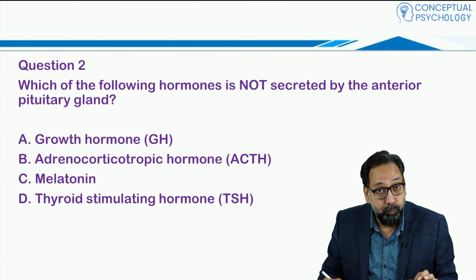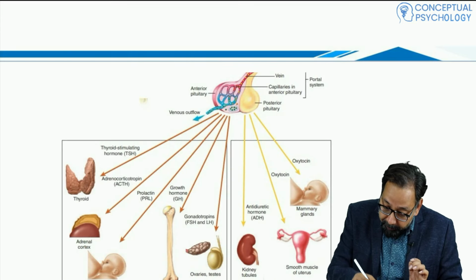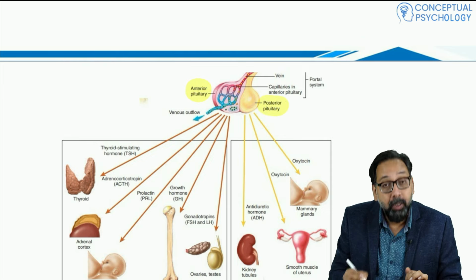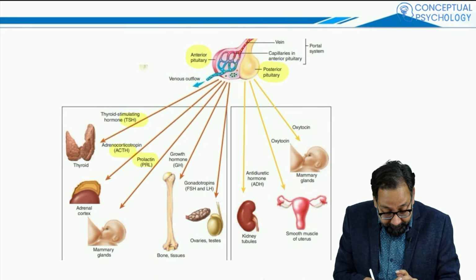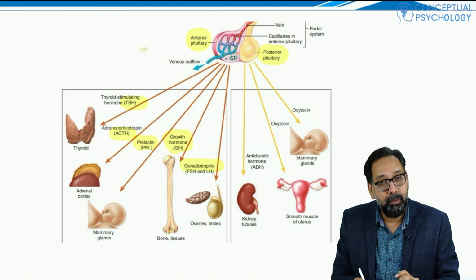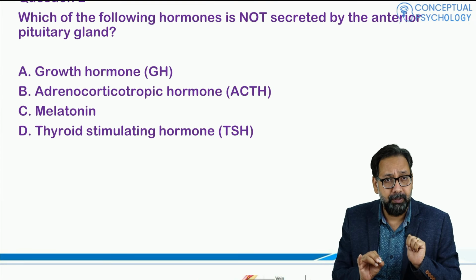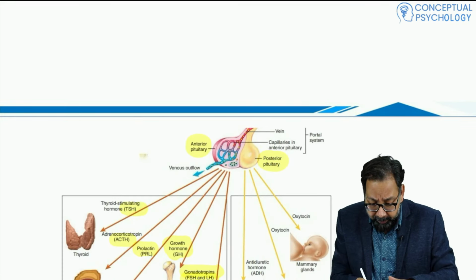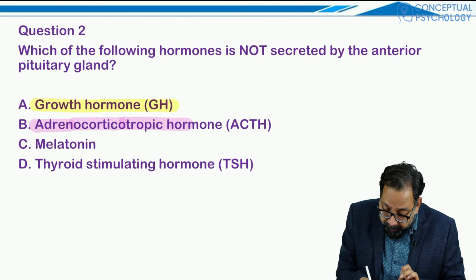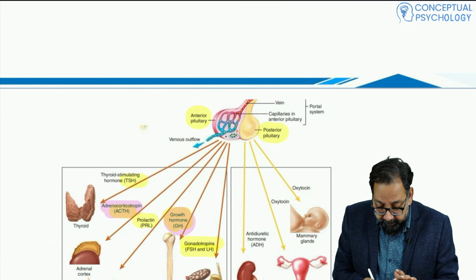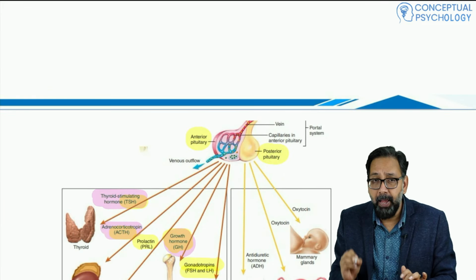Now, question number 2. Which of the following hormones is not secreted by the anterior pituitary gland? Pituitary gland has the anterior pituitary and the posterior pituitary. Hormones secreted by the anterior pituitary are TSH, ACTH, prolactin, growth hormone, and gonadotropins, including FSH and LH. Out of the four options, growth hormone is secreted by the anterior pituitary. Adrenocorticotropic hormone, ACTH, is also secreted by the anterior pituitary. Thyroid stimulating hormone, TSH, is also secreted by the anterior pituitary.